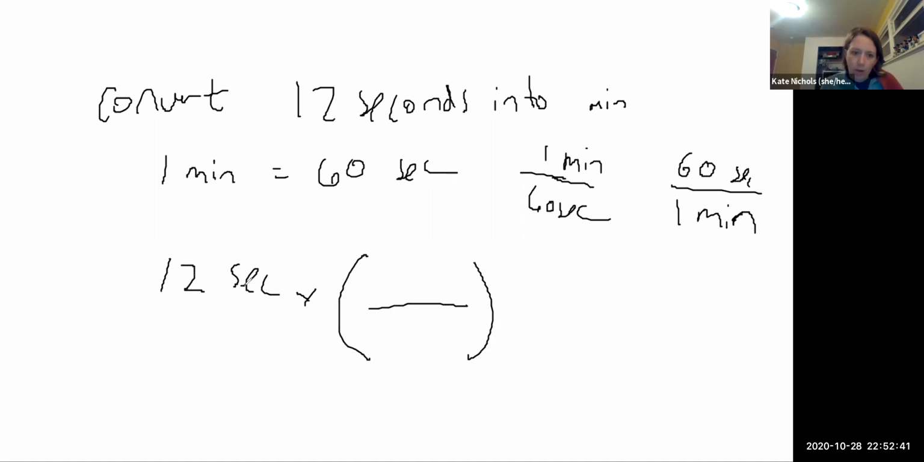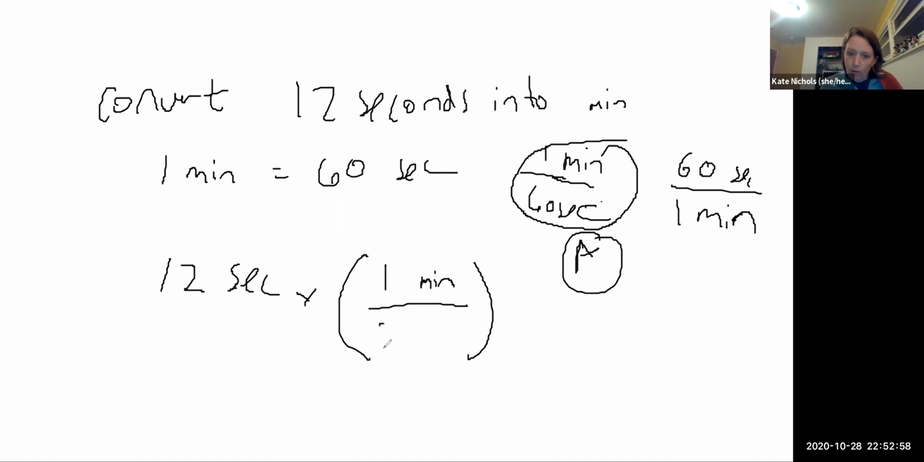This time, though, you'll notice that seconds is on the top, and I want to get rid of that seconds and turn it into minutes. So I'm going to pick the conversion factor that has seconds on the bottom. That's going to be option A over here, this 1 minute over 60 seconds. I'm going to put in that conversion factor, because this is going to allow me to cancel out seconds and leave myself with the minutes that I want.